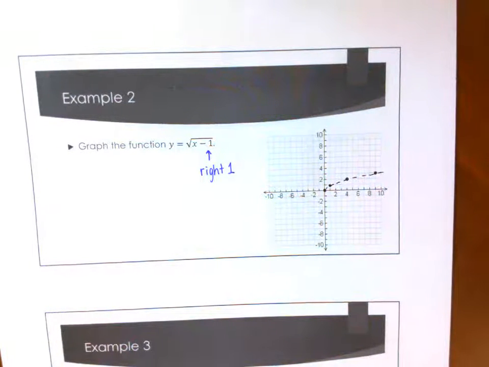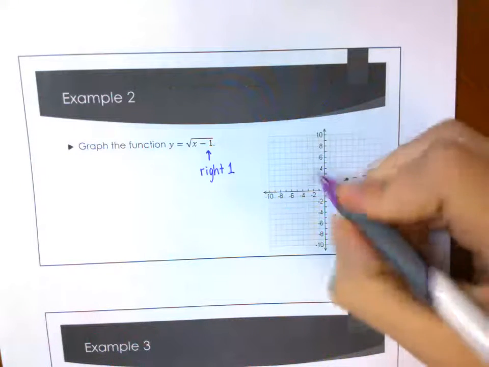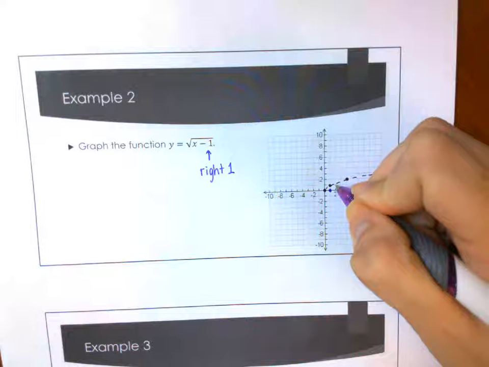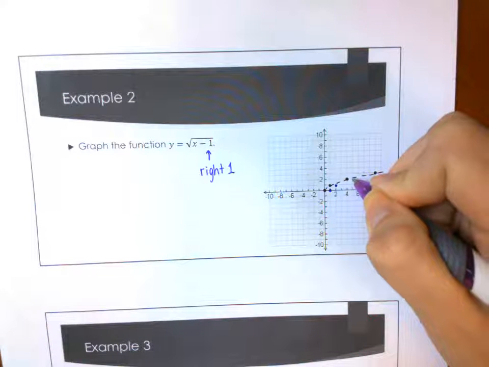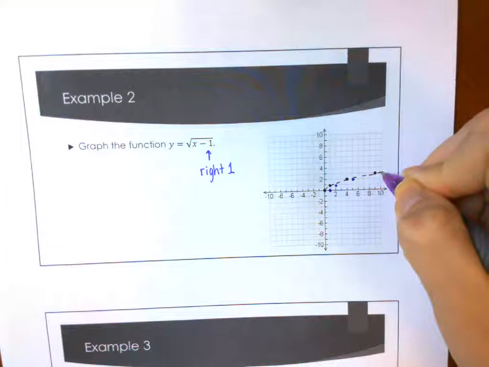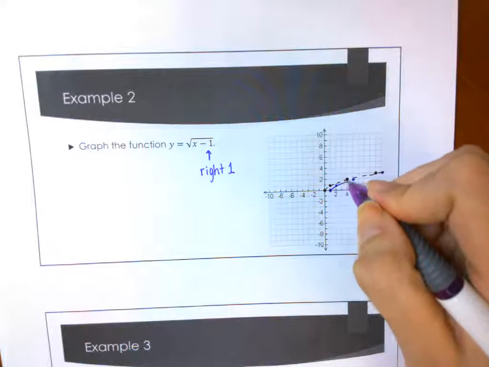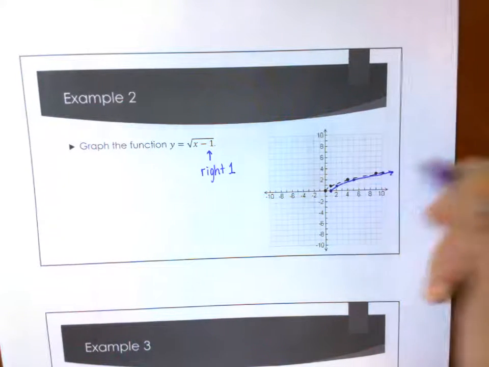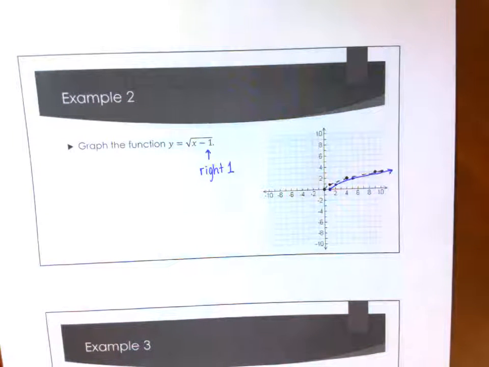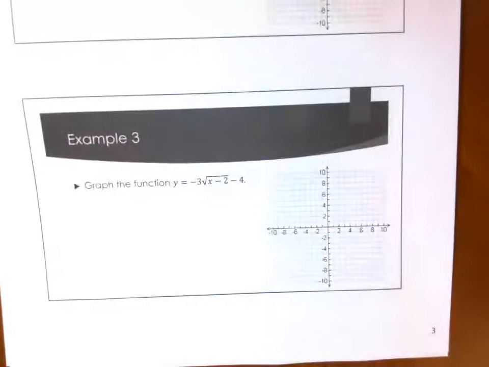I'm going to take each point and I'm going to move it to the right 1. They're going to be a little close, but that's okay. That's it. That's all we're doing. No tables necessary.